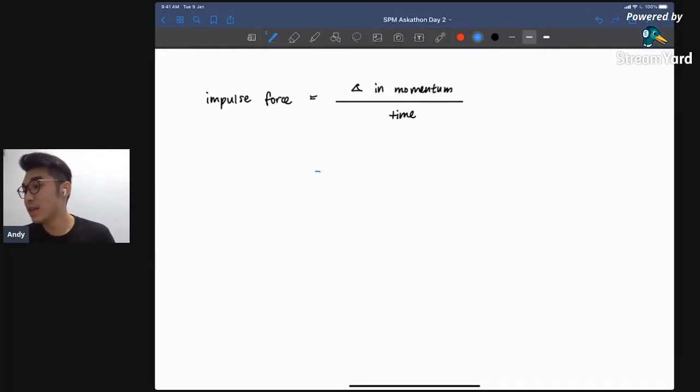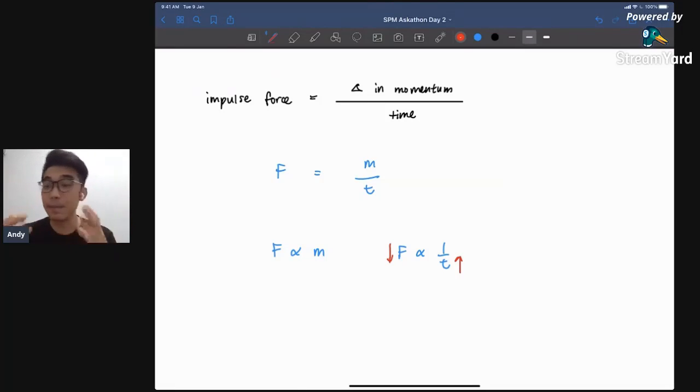So what do we have here? Let's just say change in momentum over time. The relationship is quite easy to tell. So this is force, this is change in momentum, and this is time. Force is directly proportional to change in momentum, and inversely proportional to time. So if the time is longer, the impulsive force is smaller. But when the time is shorter, the impulsive force will be amplified. It will be larger. So the understanding for this particular question is very direct.